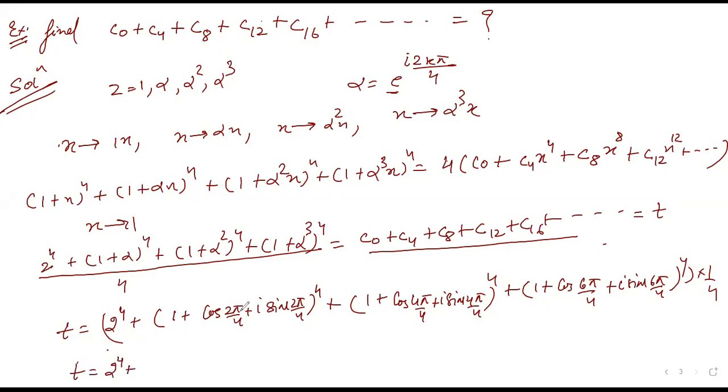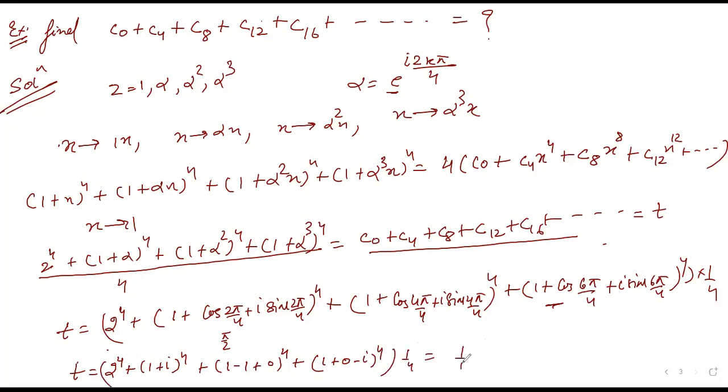Now what will come? That is 1 plus cos pi by 2, so cos pi by 2 is 0 and sin pi by 2 is 1. So that will come 1 plus iota raised to the power 4. Similarly, this one is pi. What is cos pi? Cos pi is minus 1. So that is 1 minus 1, and sin pi is 0, plus 0 raised to the power 4. Plus this one: that will come 3 pi by 2. So cos 3 pi by 2 is 0 and sin 3 pi by 2 is minus 1. So 1 plus 0 minus iota raised to the power 4, and whole raised to the power 1 upon 4.